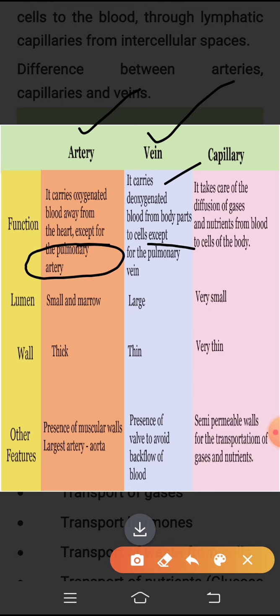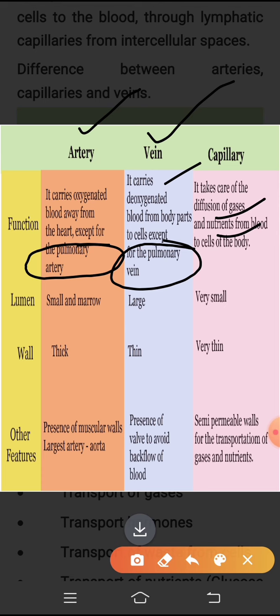So except pulmonary veins, all the veins carry the deoxygenated blood, right? Then what happens in capillaries? Capillaries are actually the smallest vessels. So they take care of the diffusion of gases and nutrients from the blood to the cells of the body. I mean, whatever is being carried by the arteries and veins is further carried by the capillaries and it reaches the cells. So these are the functions.